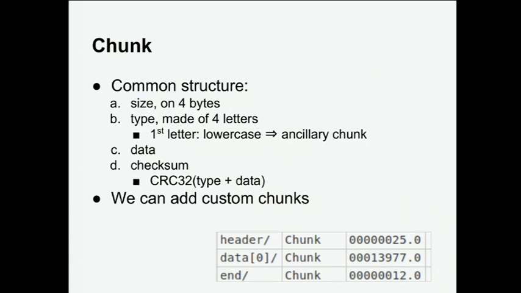And the chunks at high level have a common structure: a size of the chunk on 4 bytes, then the type. If the first letter of the type is lowercase, then this type is ancillary. And if it's uppercase, then it's critical. So if this chunk is invalid or missing, then the file is considered corrupted. Then the data of the chunk, whatever it is, and the checksum of the chunk. And remember, we can add custom chunks. So in the Google example, we have 3 chunks.